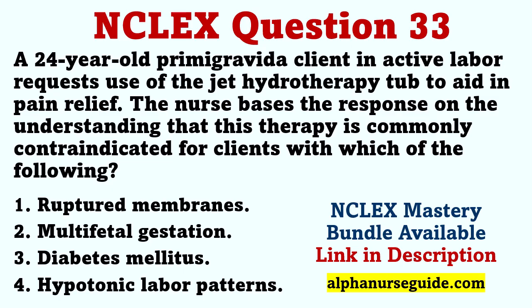The correct answer is 1. Some primary healthcare providers do not allow clients with ruptured membranes to use a hot tub or jet hydrotherapy tub during labor for fear of infections. The temperature of the water should be between 98 degrees Fahrenheit and 100 degrees Fahrenheit to prevent hyperthermia. Jet hydrotherapy is not contraindicated for clients with multifetal gestation, diabetes mellitus, or hypotonic labor patterns.